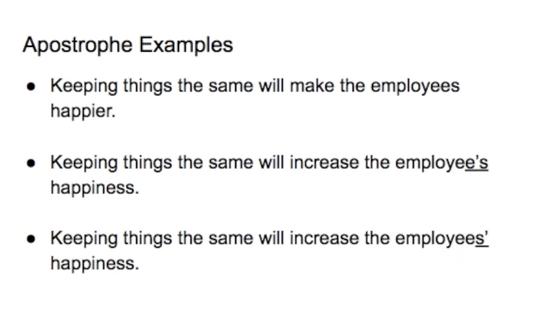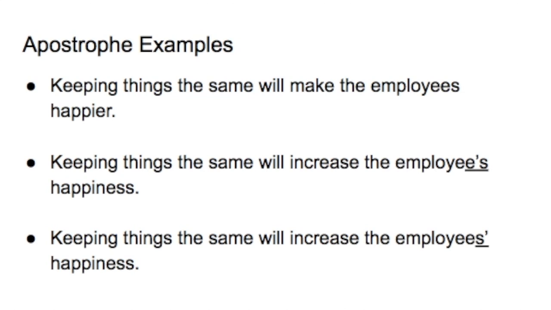Here are some examples of apostrophes. If we were to just say "keeping things the same will make the employees happier," we don't need an apostrophe here. An apostrophe is used to show possession, right? The employees don't own "happier"; happier is a feeling. But if we say "keeping things the same will increase the employee's happiness," happiness is something that you can have, so we would want to put an apostrophe S in this case.